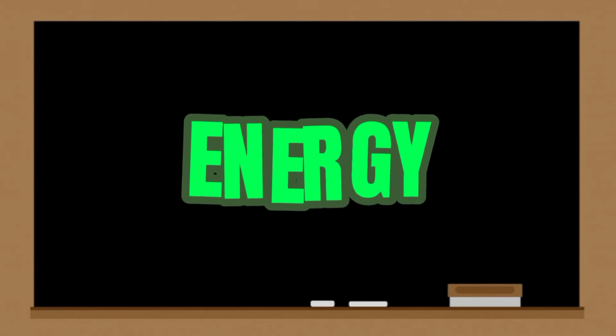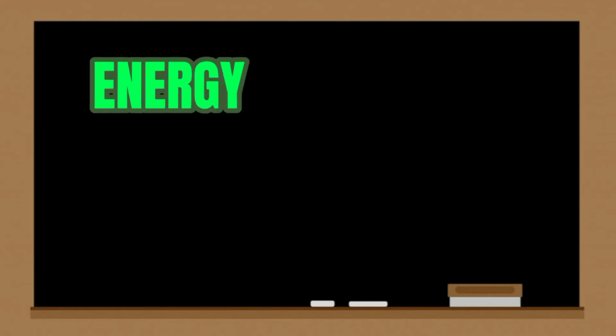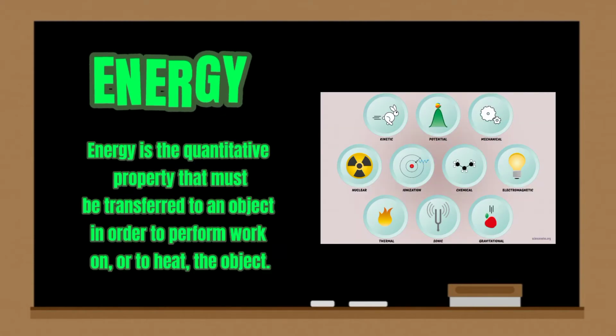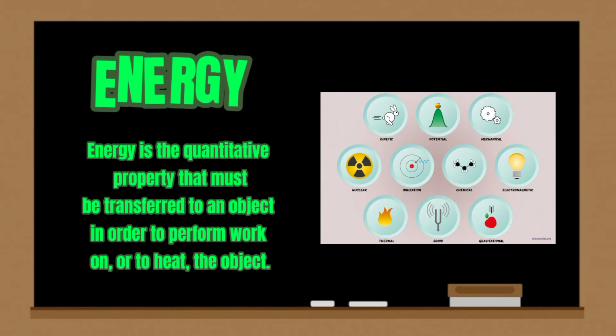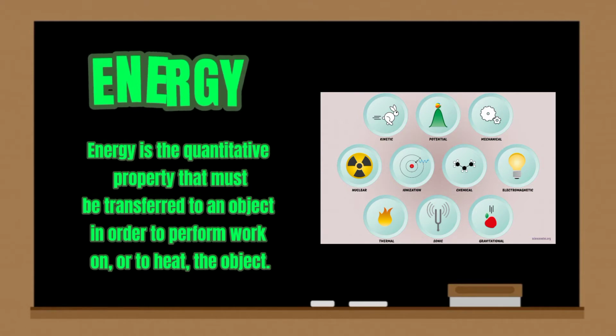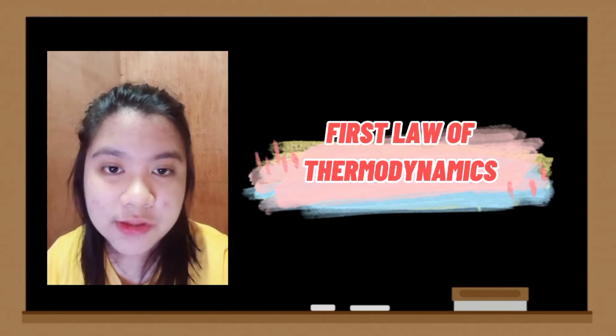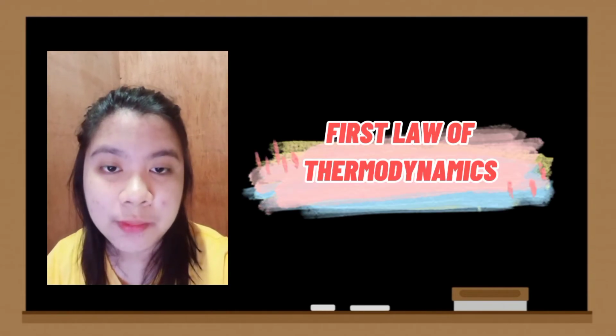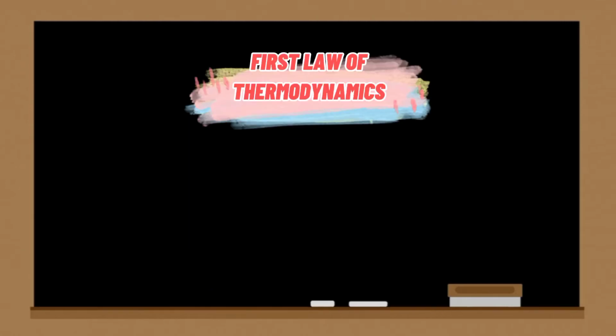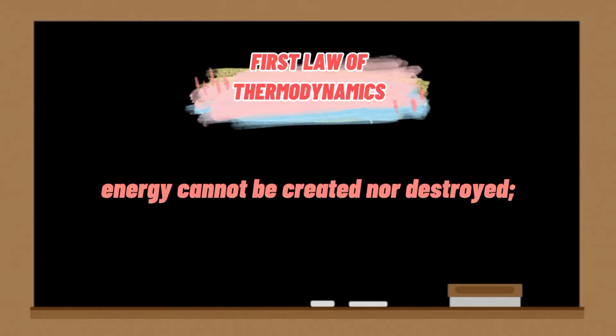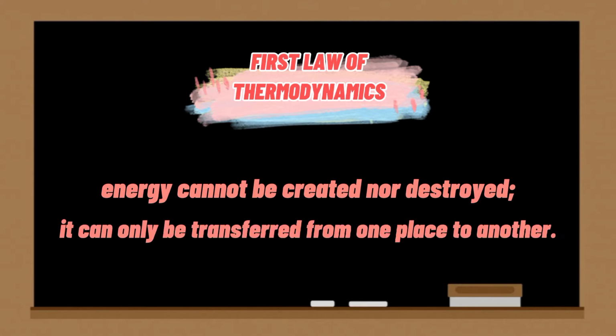The third physical quantity is energy. Energy is the quantitative property that must be transferred to an object in order to perform work or to heat the object. Let us now discuss the first law of thermodynamics. The first law of thermodynamics states that energy cannot be created nor destroyed. It can only be transferred from one place to another.